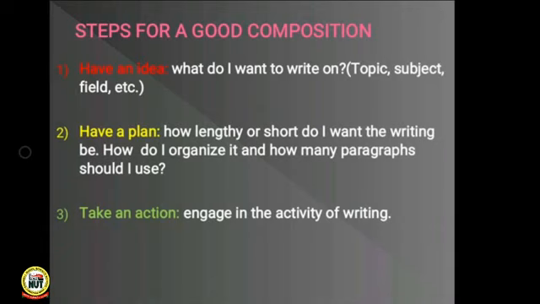And how do I organize it? Do I organize it beginning, middle, and end? Or do I start from the end and then the middle and then the beginning? So always have a plan. Thirdly, take an action. Engage in the activity of writing. You can't write a good composition if you just keep sharing the idea, or telling yourself about the idea, without actually engaging in it. That is the writing proper. Don't forget, composition is simply the activity of writing. So you have to engage in the writing of that idea. You understand? That plan, you have to put it into writing. So these are the steps for a good composition.